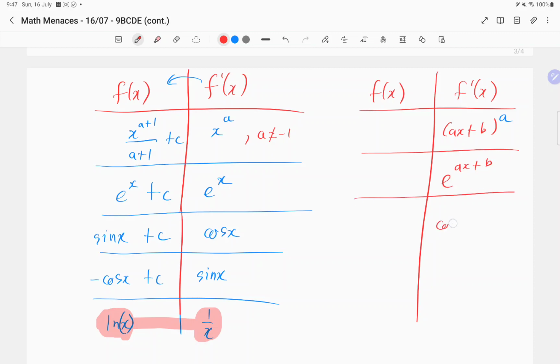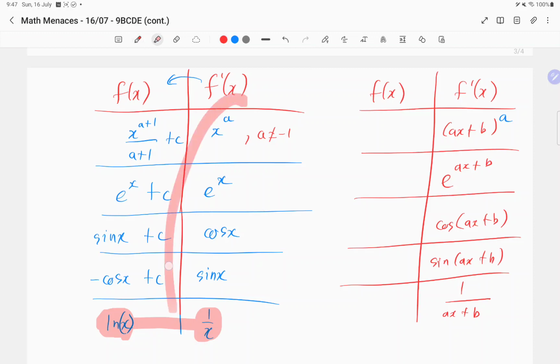And then the one after that is cos of ax plus b, and then you get sine of ax plus b, and then you get 1 over ax plus b. These are basically the functions from before, but instead of x you get a linear function, ax plus b.